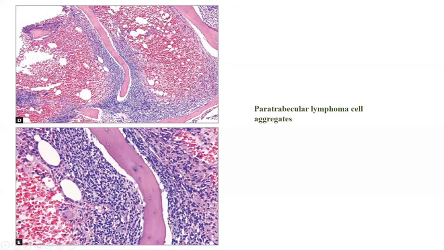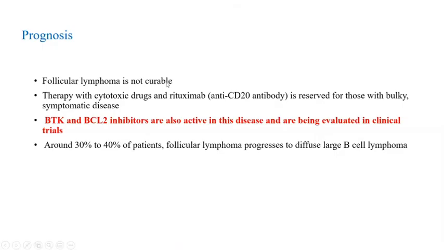So what is the prognosis of this disease? It is not curable. It is treated with cytotoxic drugs and rituximab. Rituximab is anti-CD20, directed against the B cell. Others like BTK and BCL2 inhibitors are also used in the treatment. And you should also remember that 30 to 40% of the lymphomas can progress to diffuse large B cell lymphoma, which has poor prognosis.